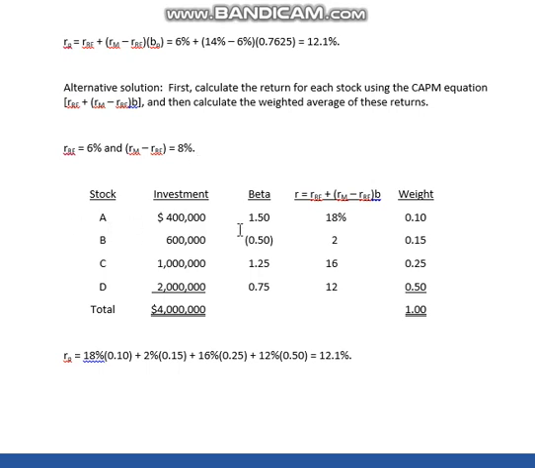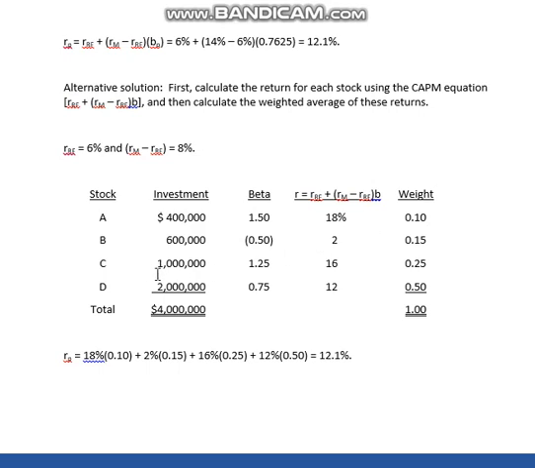For stock A, the investment is $4,000 and beta 1.5, and we already calculated the weight for stock A, 0.1. And after solving, the required rate for stock A equals 18%. For stock B, investment $6,000, beta minus 0.5, weight 0.15, and the required rate of return for stock B equals 2%.